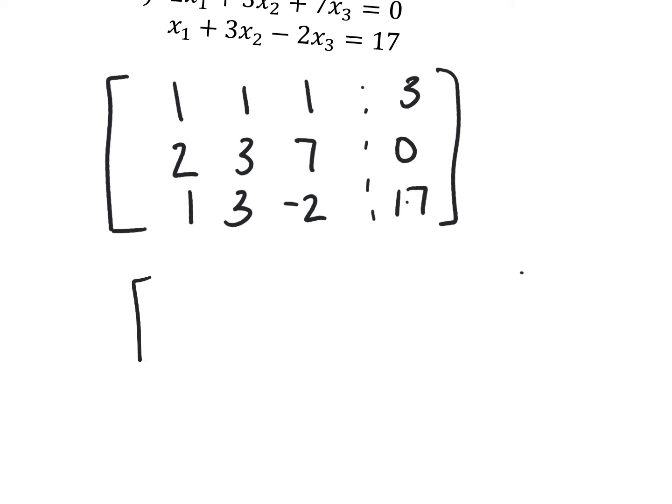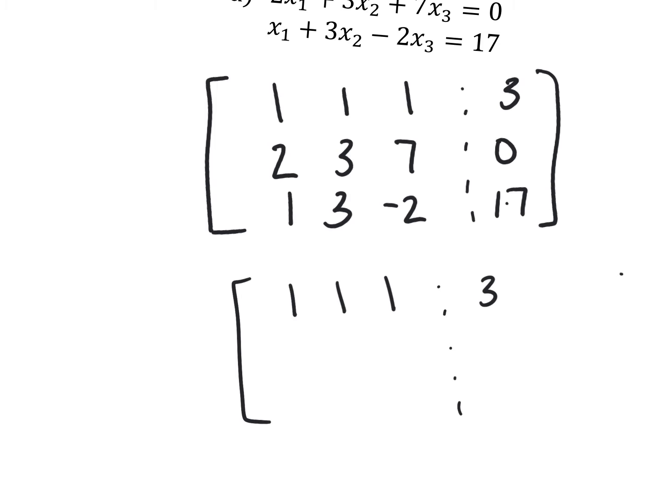The first row I'm not going to touch. It's going to stay as 1, 1, 1, 3. But now I'm going to multiply row 2 by -2 R1 plus R2. So -2 R1 plus R2. Remember, we're multiplying everything in this first row by -2 and adding it to R2. So -2 times 1 is a -2, plus 2, that's your 0 right there.